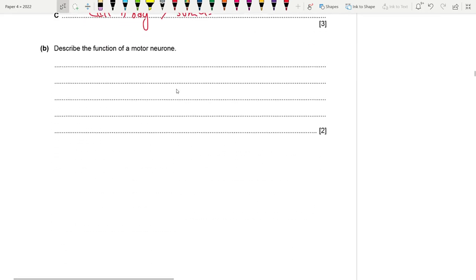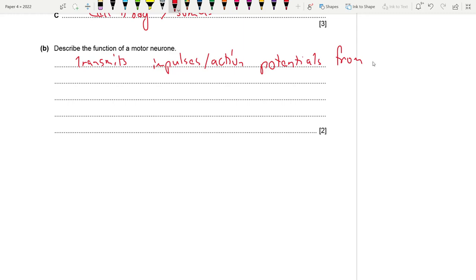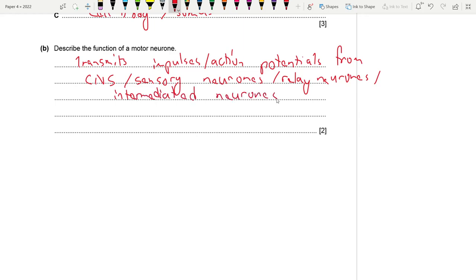So what is the function of a motor neuron? Basically what it does is it transmits impulses or action potentials from the CNS or from sensory neurons in the case of reflex actions, or relay neurons, or even their synonym, intermediate neurons, right? To what exactly? To effectors, muscles, or glands. Any one of these will work.